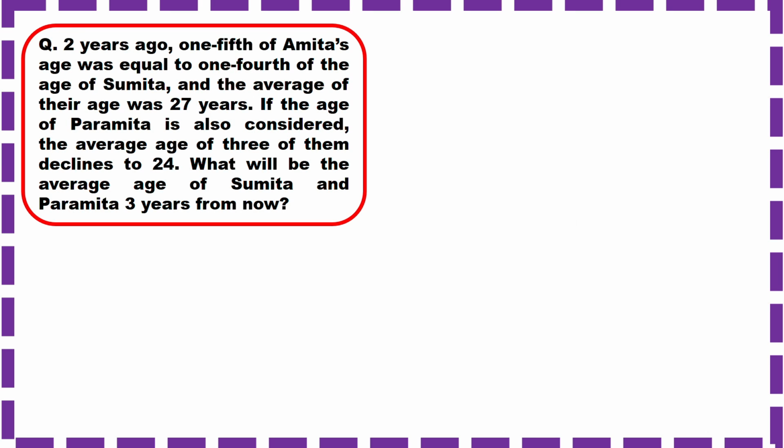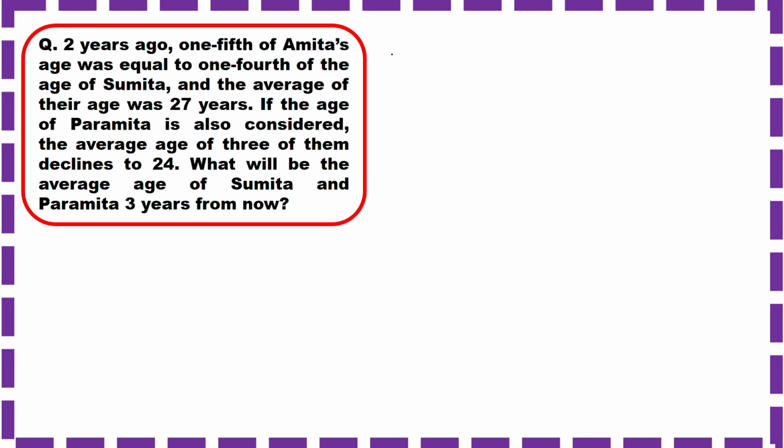2 years ago, 1/5 of Amita's age was equal to 1/4 of the age of Sumita, and the average of their age was 27 years. If the age of Paramita is also considered, the average age of three of them declines to 24. What will be the average age of Sumita and Paramita 3 years from now?